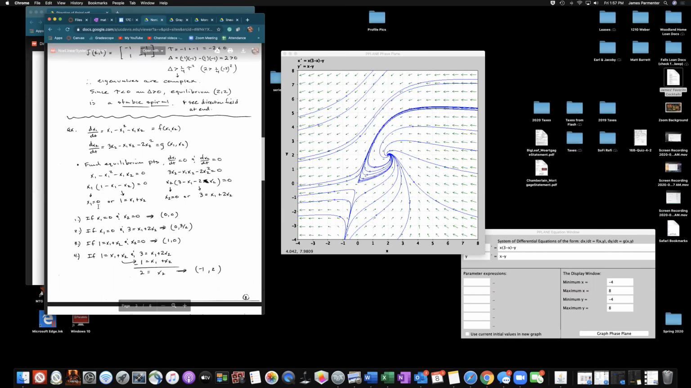So x1 could be 0, and x2 could be 0. 0, 0 is almost always going to be an equilibrium. Sometimes it's not. But also we could have x1 being 0, and over here, x2 could be 3 halves, right? That would also work, which is the second one here. Or we could have x2 being 0 and plug that in here and get x1 equal to 1. So that's going to give me 1, 0.